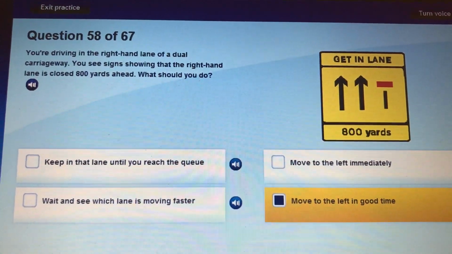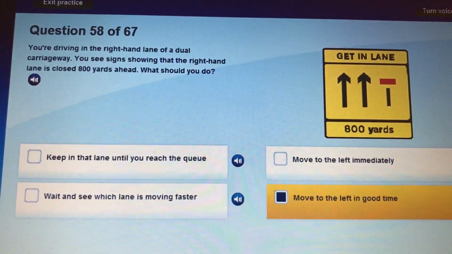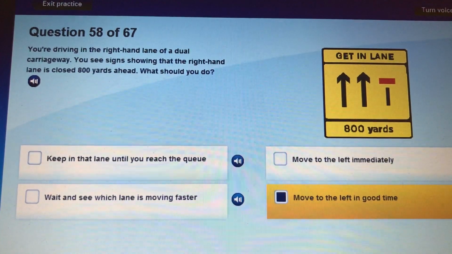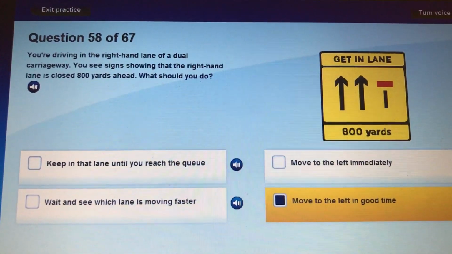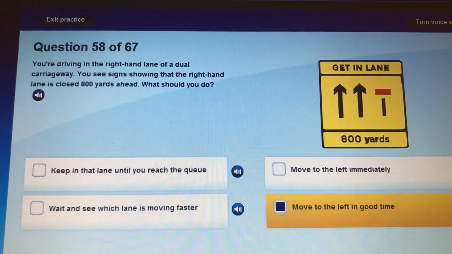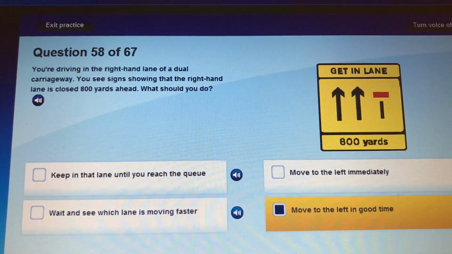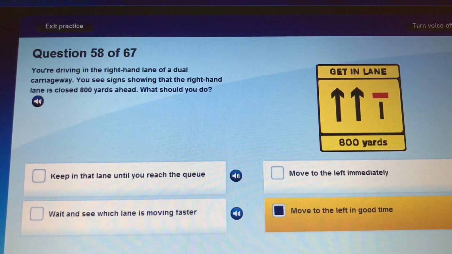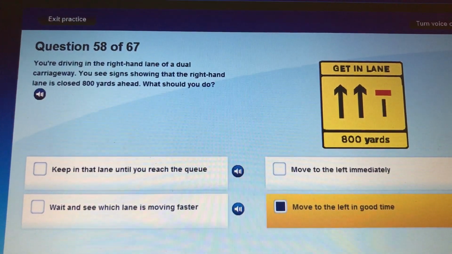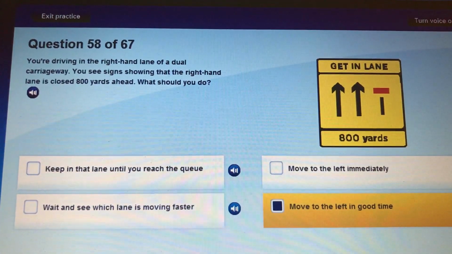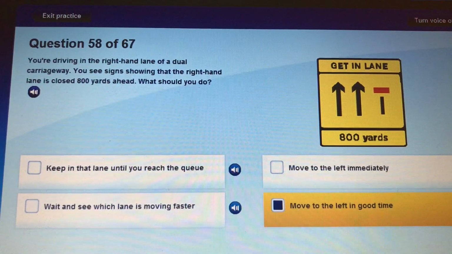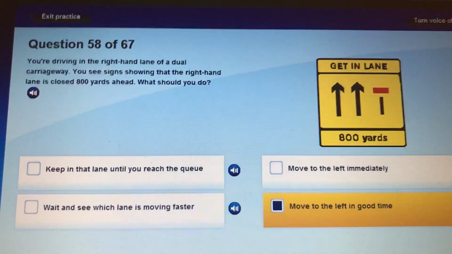In the picture you can see information board. What can you see in this board? Left lane is open. Center lane is open. But after 800 yards, right lane is closed. As a good driver, you should move to the left lane in a good time.